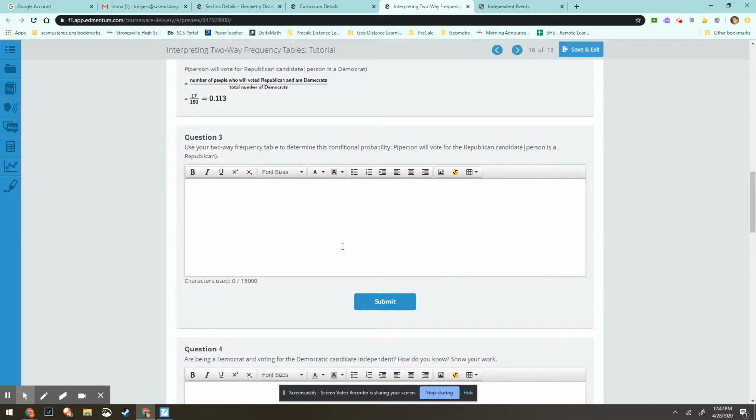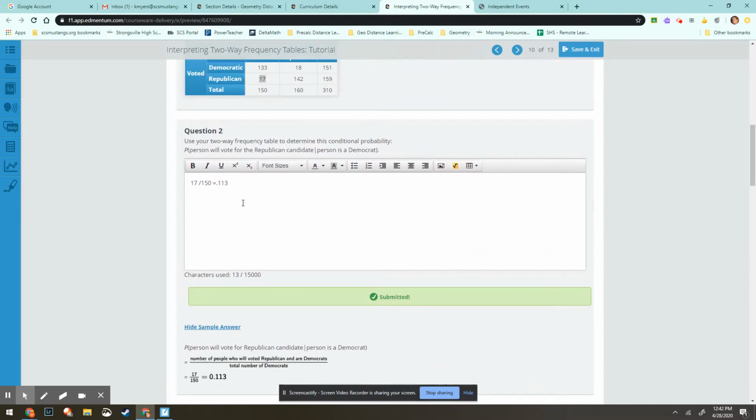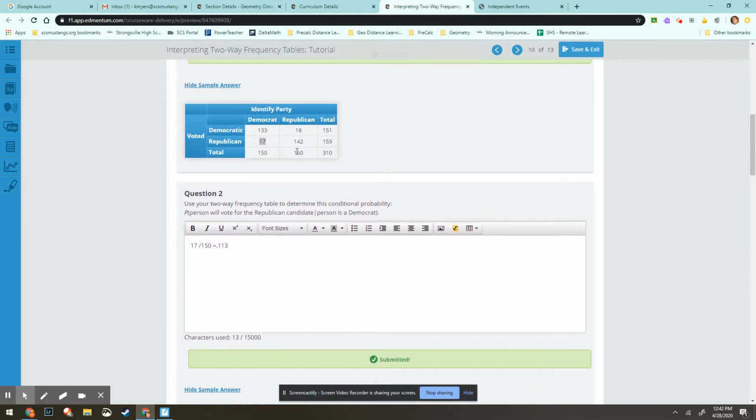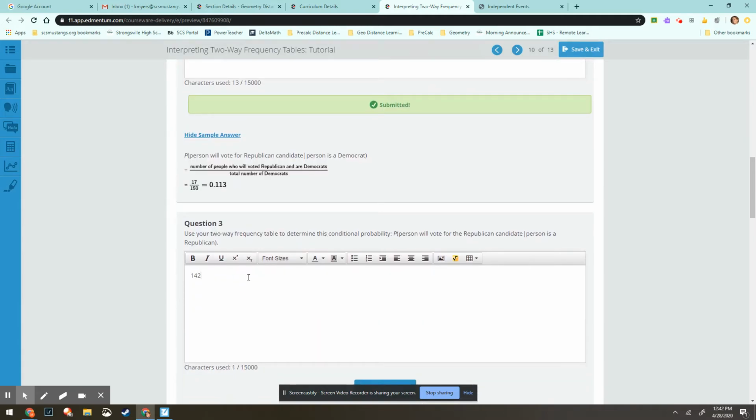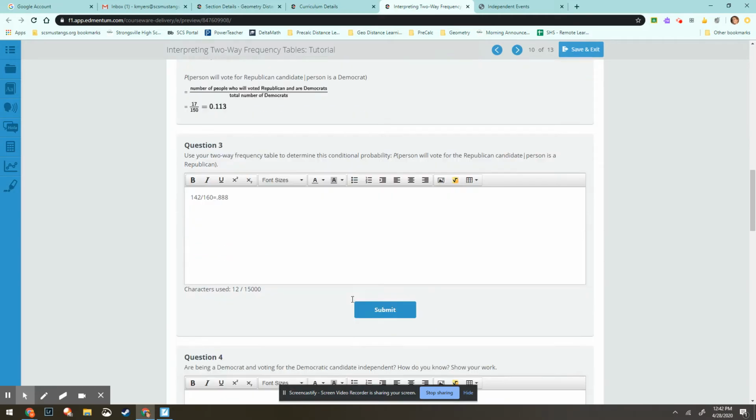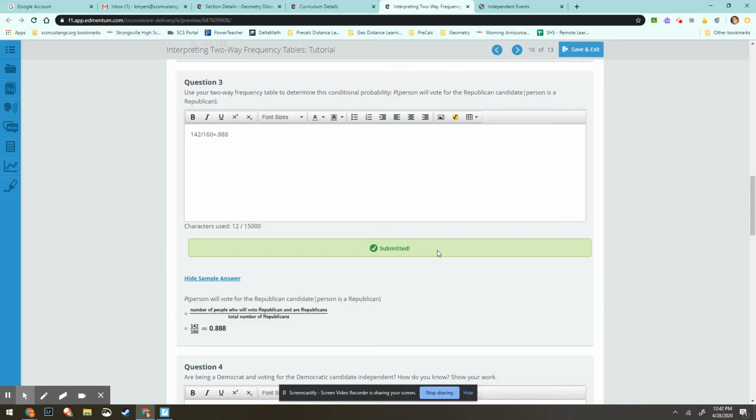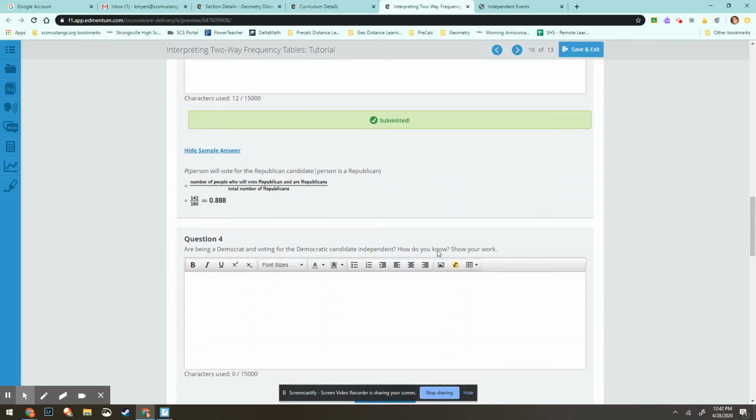In number 3, we're going to figure out the probability that a person will vote Republican given that they're a Republican. If you look over here, given that they're a Republican, it's 160 total Republicans. The ones that are going to vote Republican are 142. So this probability is 142 over 160, which is about 0.888, or an 89% chance that you're going to vote Republican.